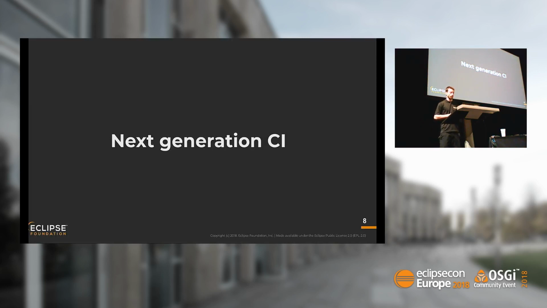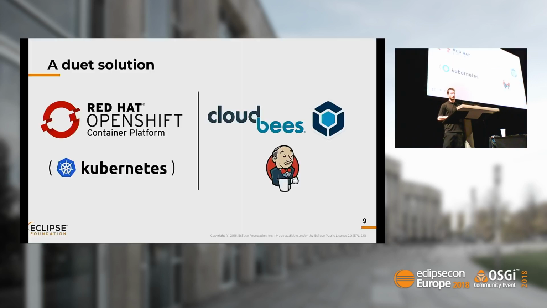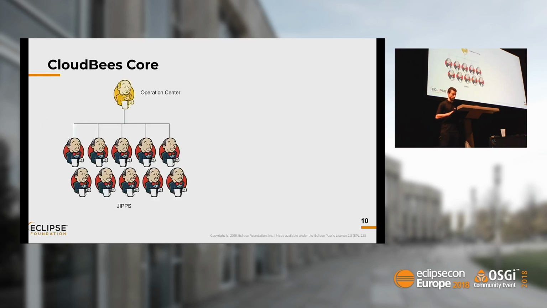And after evaluating a couple of options, we decided on a duet solution based on CloudBees Core, which was formerly called CloudBees Jenkins Enterprise, based on Jenkins, and Red Hat OpenShift, which is the recommended cluster solution for CloudBees Core, which is based on Kubernetes. And I'm giving just a little overview of how that's structured.